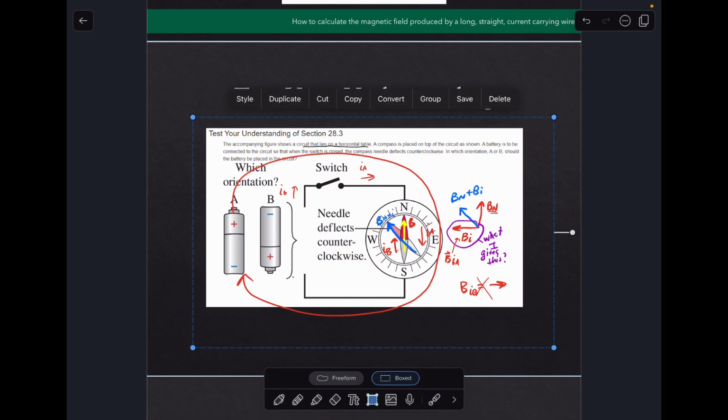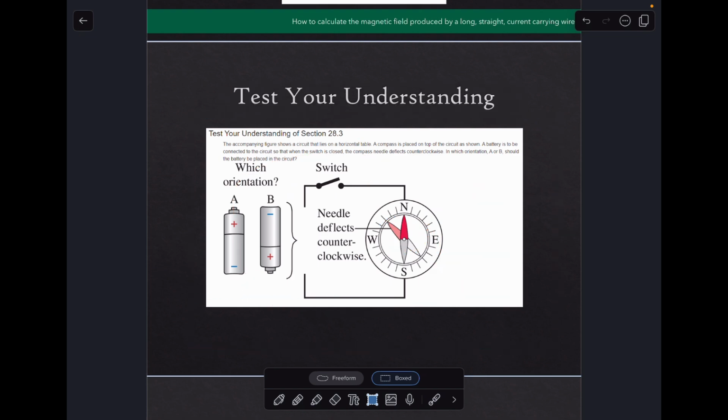Okay, bringing some stuff back from previous chapters. What we have going on here is a circuit, and we are using the compass to figure out what the magnetic field is above this branch. So we have this compass placed on top of this wire. And the way we're going to get current to flow through this circuit is we're going to plug in one of two batteries, battery A or battery B. The difference between them is obviously their polarity. So plugging one in versus the other is going to give you different current directions.